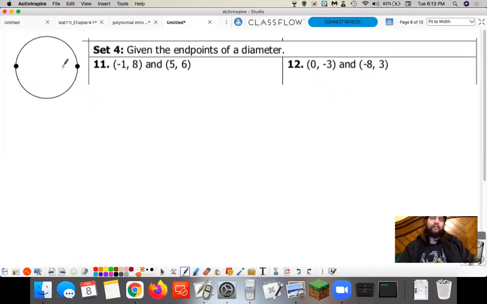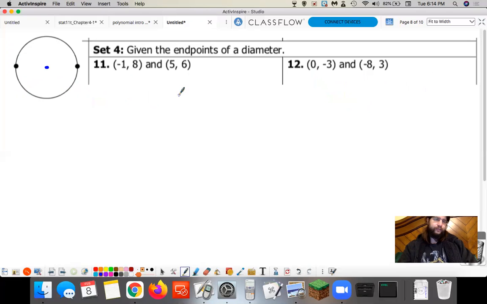But if we have endpoints of a diameter, then the middle of that will be your center, and the distance is going to be twice the radius, so you calculate the distance and cut it in half, right? Or you could just find the center and calculate the distance there. Your choice. I'll do it both ways. I'll do this one one way, that one the other way.